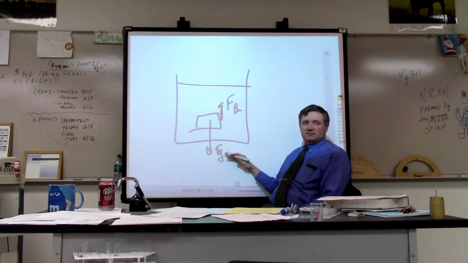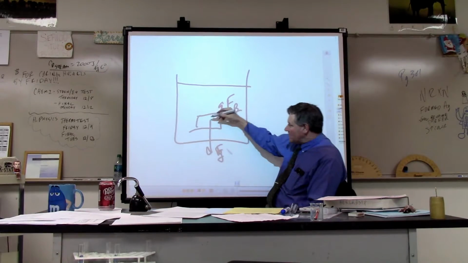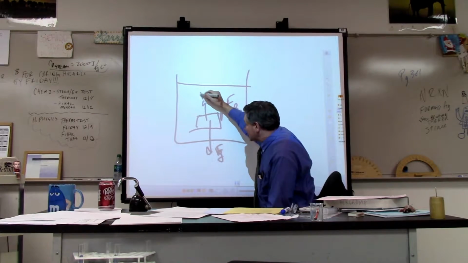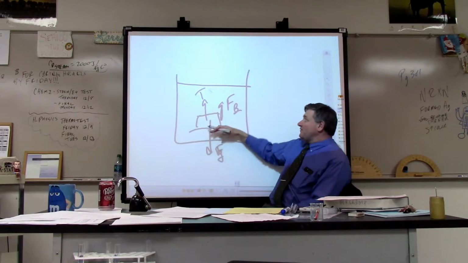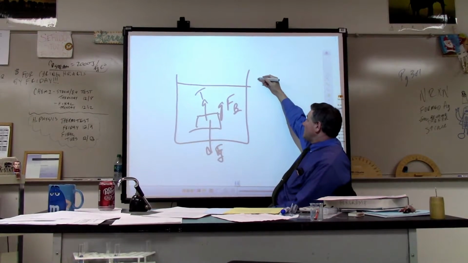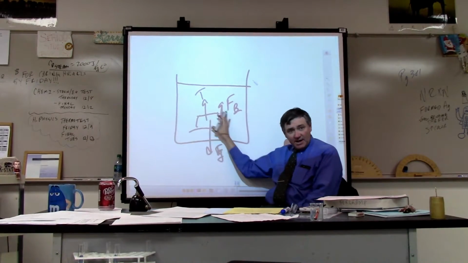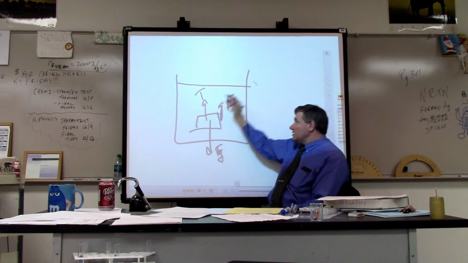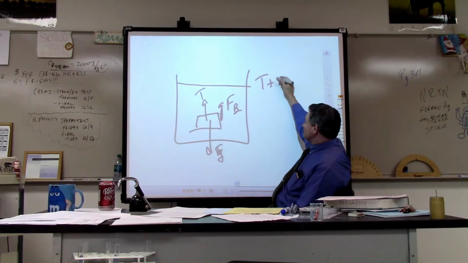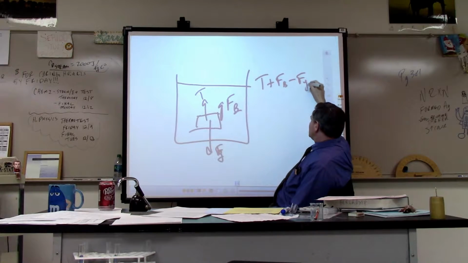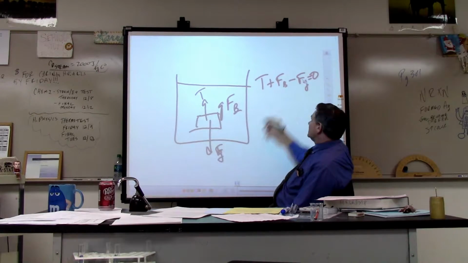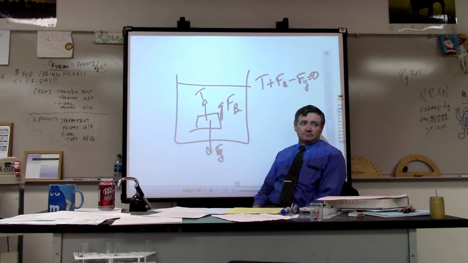The FG is, right? So that means my tension has to then be acting upward, right? So if you're going to define up as being positive, that means I want my entire net force to be 0. So in this case, my tension plus my buoyant force minus my FG is all going to equal 0. Why is that?